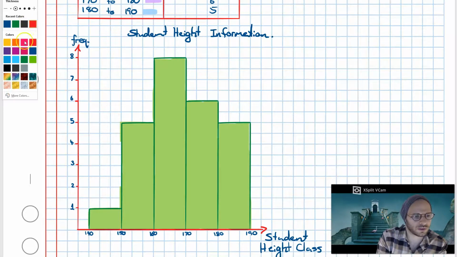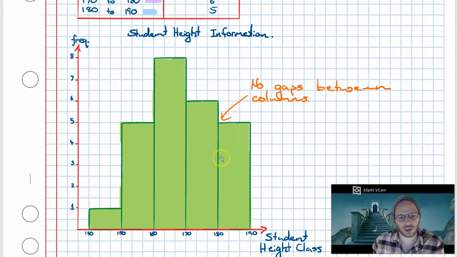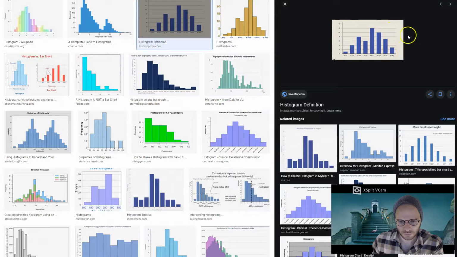So the key pieces of information for a histogram is that you'll notice that there are no gaps between the columns. The reason for no gaps between the columns in a histogram is that it shows that the data is continuous. So 170 flows straight into 180 and 180 flows into 190. So if you have gaps in here, then you haven't drawn your histogram correctly, as was mentioned over in this one here. This histogram is aesthetically different, but technically not a histogram because of these gaps.